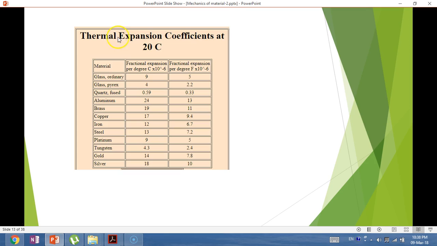Here there is a table of the thermal expansion coefficients at 20 centigrade, starting from glass and ending with silver. These are the fractional expansion per degree centigrade multiplied by 10 to the power of minus 6, and here the corresponding values per Fahrenheit multiplied by 10 to the power of minus 6.